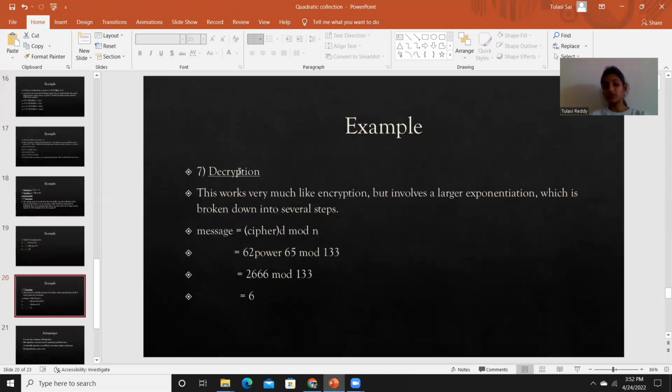Now coming to the decryption. This works very much like encryption, but involves a larger exponential, which is broken down into several steps. So the formula is message equal to cipher power d mod n. So 62 power 65 mod 133. That is the value equal to 6. So this is the example for an RSA algorithm, which we dealt with in steps. For the first step, we went through key generation and the derivation of e, and then we dealt with the communication of encryption and decryption values.